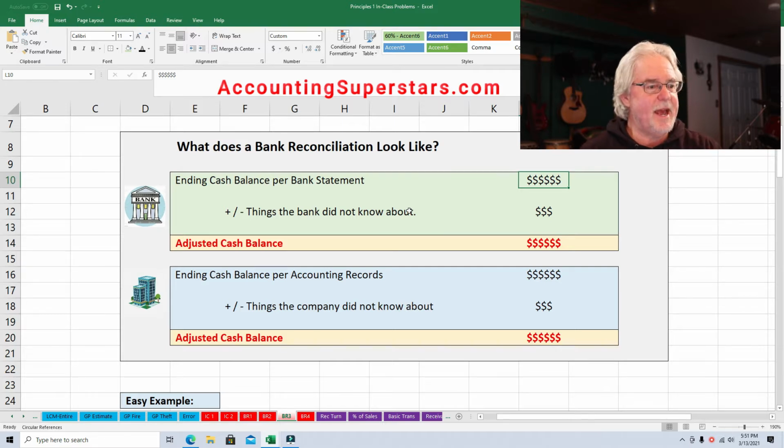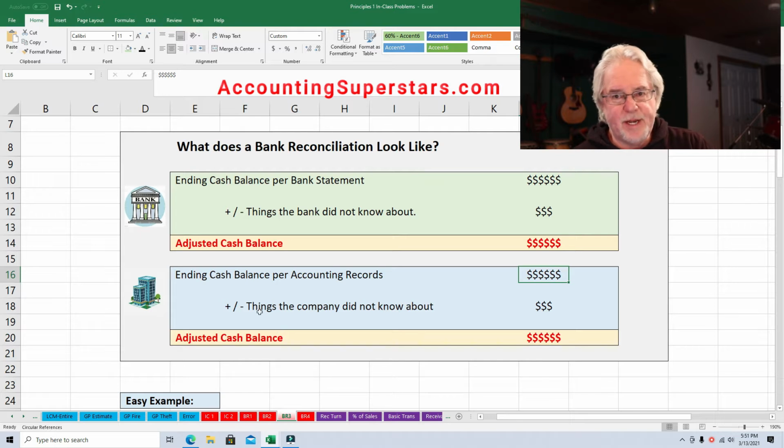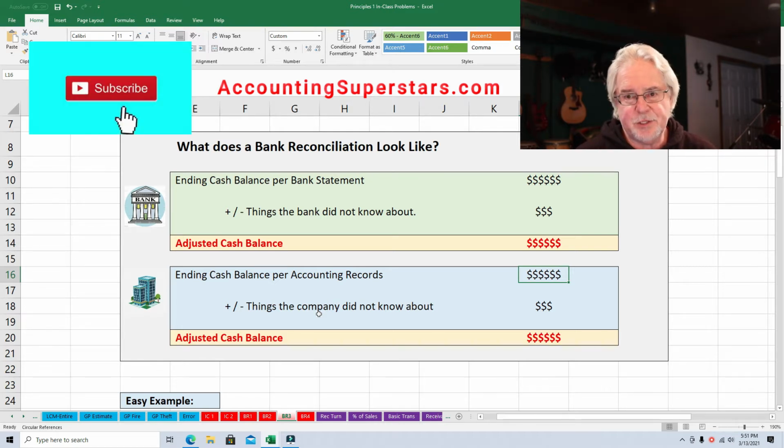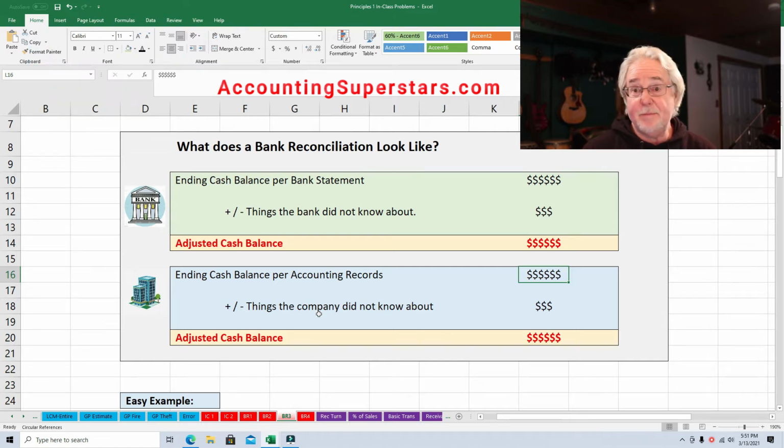Now, in the second half here, the bottom half, we've got the accounting records. So we start out with the ending cash balance per accounting records, and we write down things that the company didn't know about. Now, this could be a lot of different things. It could be, maybe there's a bank service charge. Maybe there's some sort of fee that the bank took out. Maybe the bank deposited some money into your account and you weren't aware of it. Maybe you made a mistake. So all these sorts of things can happen.